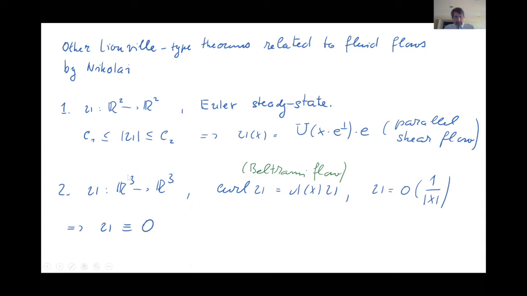Then there is another very interesting result concerning Beltrami flows. If we have a Beltrami flow in two dimensions, Beltrami flows are characterized by the equation that curl of u is a multiple of u, and if it decays faster than 1 over x, then u is identically 0. So that's another Liouville type theorem proved by Nikolai.